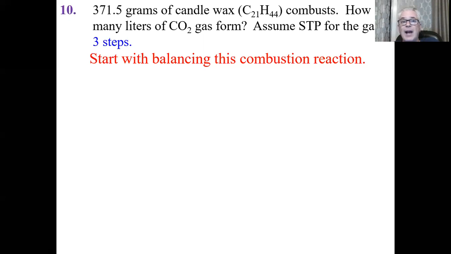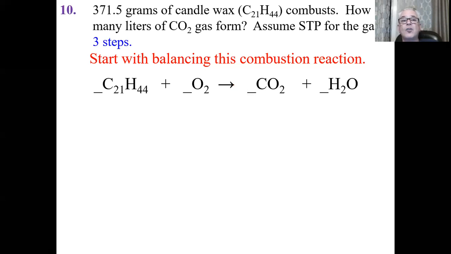371.5 grams of candle wax. How many liters? So we're going to go from grams of wax to liters of carbon dioxide. So this is about wax and carbon dioxide, but we don't know the moles of wax or the moles of carbon dioxide. We have to do some fancy math. So first we're going to balance the equation.